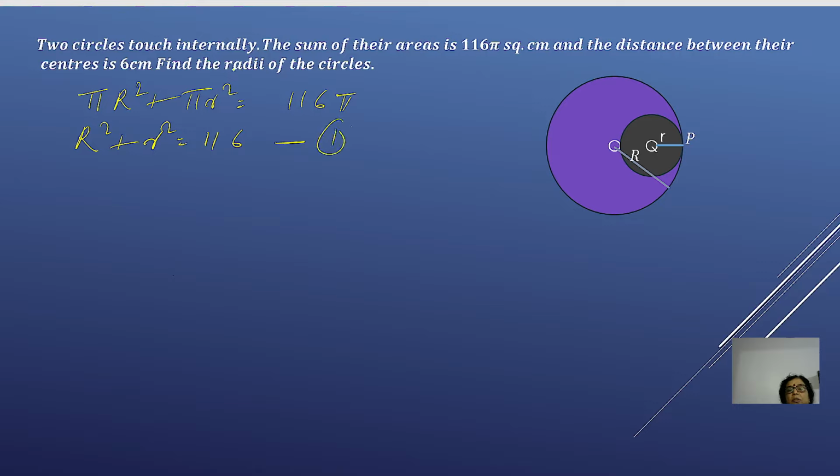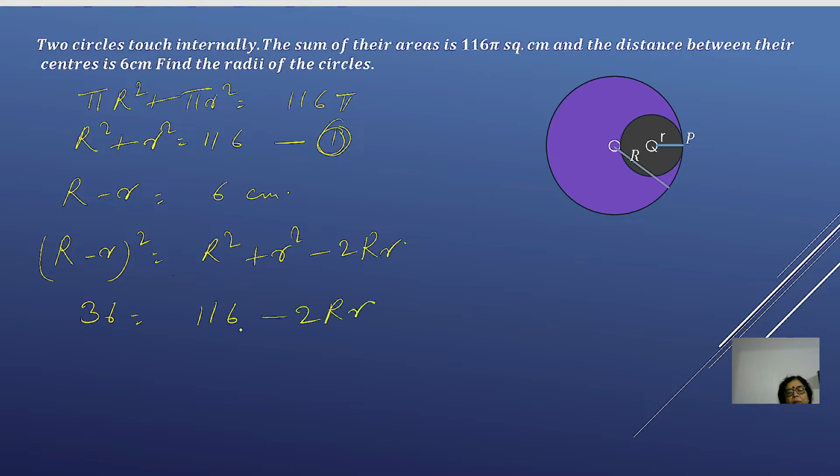Next, the distance between the centers. So when they are touching internally, as I explained earlier, the distance between the centers will be R minus r, that is 6 centimeter. Now we know R minus r, we know R square plus r square. So again, we get back to the formula (R minus r) whole square is equal to R square plus r square minus 2R into r. So here this becomes 36 is equal to 116 minus 2R into r. So this will give us minus 80 is equal to minus 2R into r. Minus minus can be cancelled.